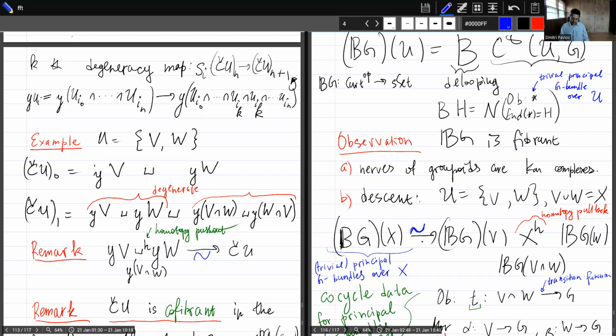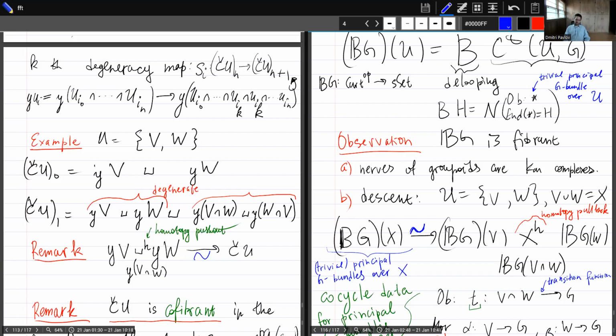So this restriction map simply sends the groupoid of principal G-bundles over X to the groupoid of cocycle Čech data of principal G-bundles trivialized over the open cover V and W. And of course, you can see that we are going to get an equivalence of groupoids here because essentially the two descriptions are the same.